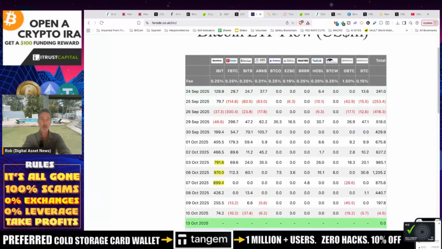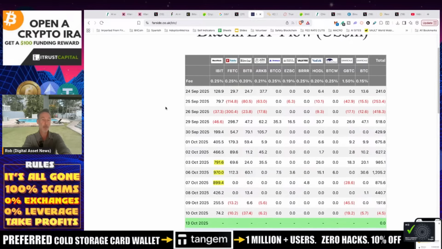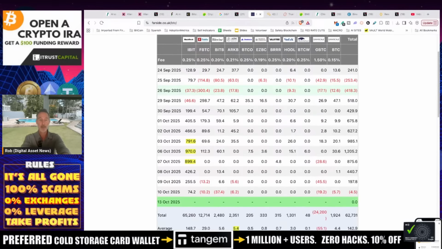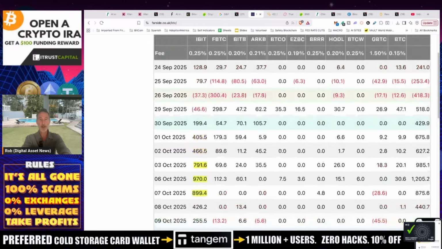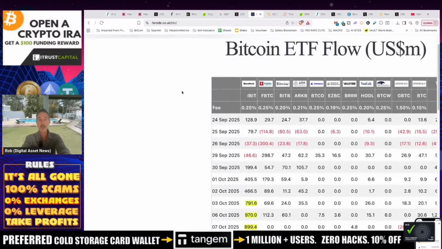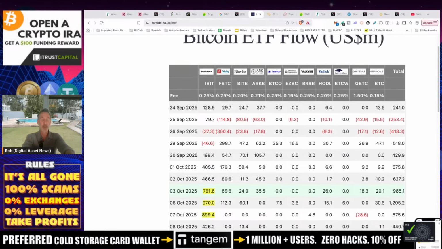And now, what Watch Your Guru was talking about was trading volume. So it wasn't just inflows, it was volume, ins, outs, stuff like that. But we can see that as far as inflow volume, this is for Bitcoin ETF. We're going to see that as of this month, 1 billion in 10 minutes is great, but again, it's just total volume. But on the 7th of October, we had almost 1 billion. On the 6th of October, 970 and $800 million worth. And that's just for BlackRock.